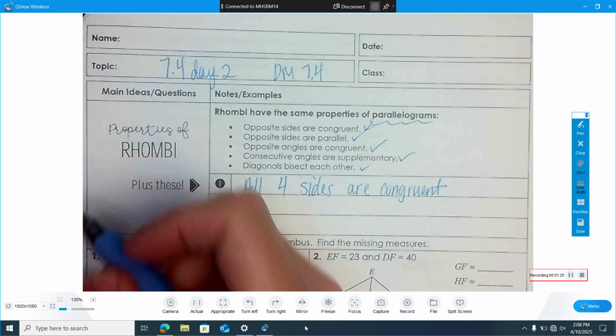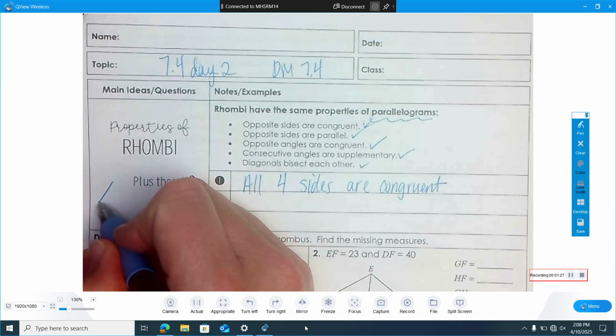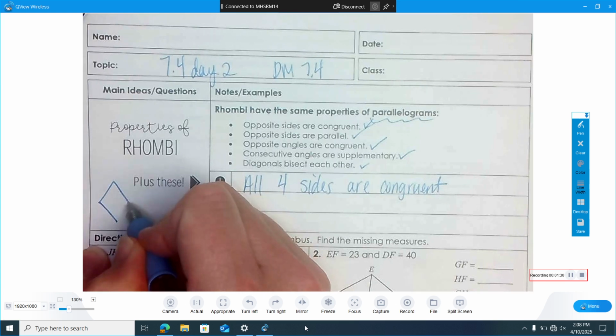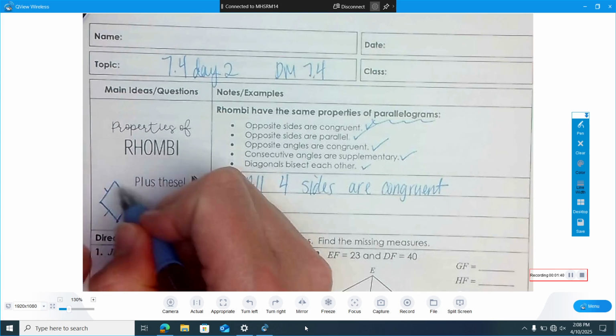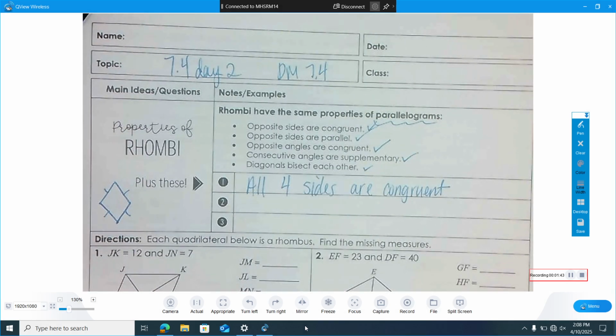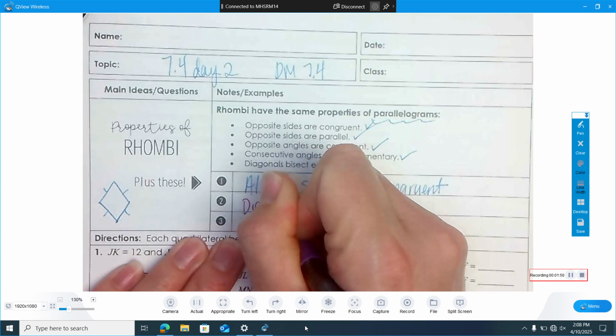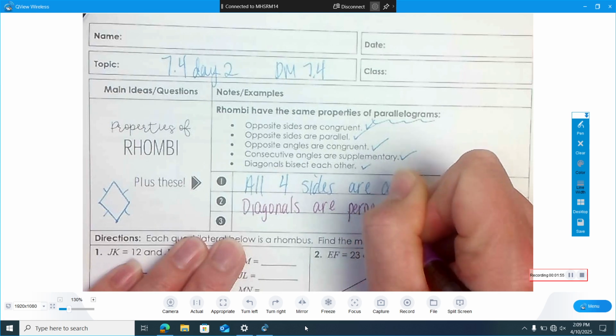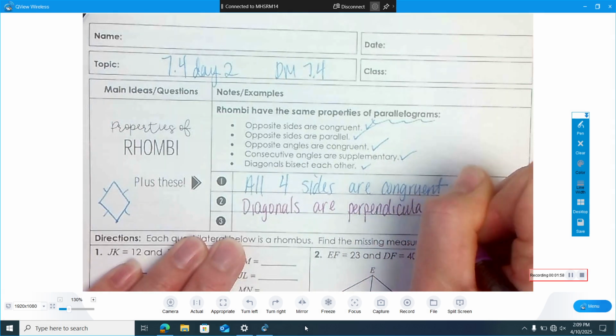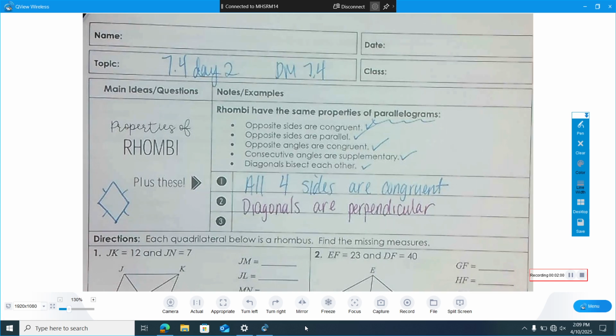So I'm going to make it a little different. I'm going to say that this shape, kind of like a diamond, is what we call a rhombus. That is the mathematical name for it. It has four congruent sides. And so all of these happen to be the same length, okay? Not only are all four sides the same length, the diagonals are perpendicular. The diagonals are perpendicular to each other.